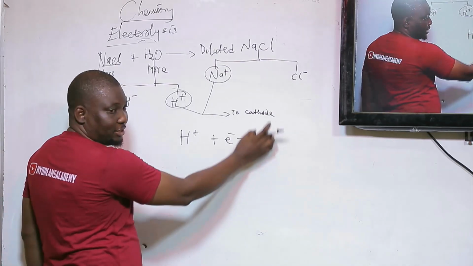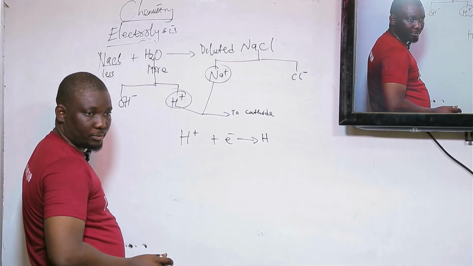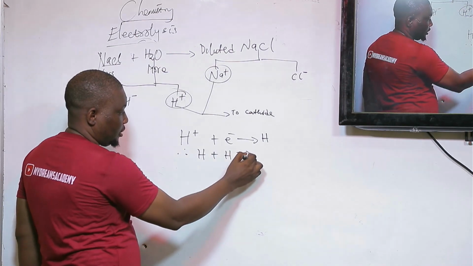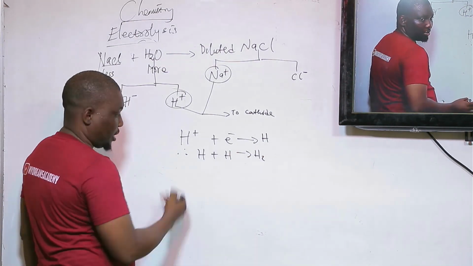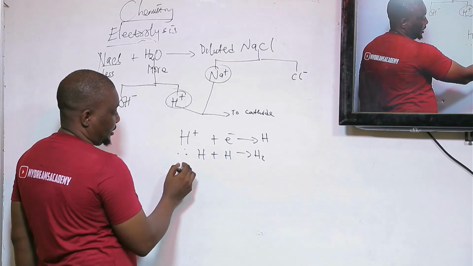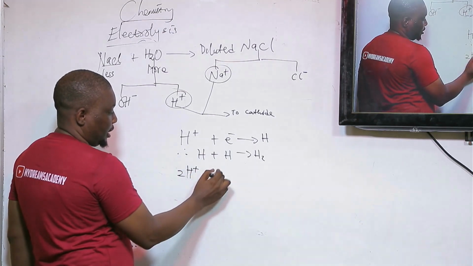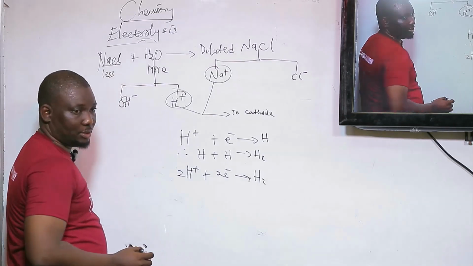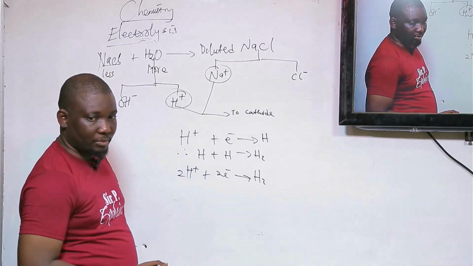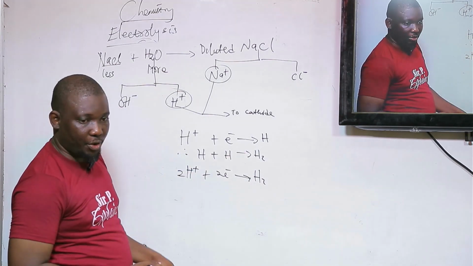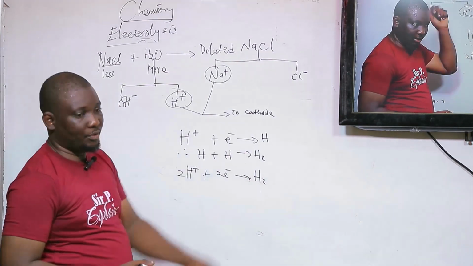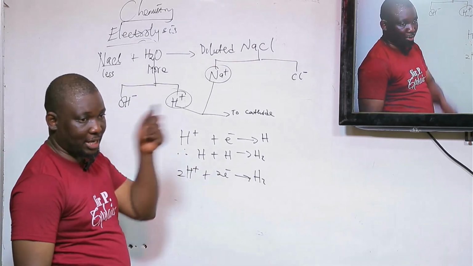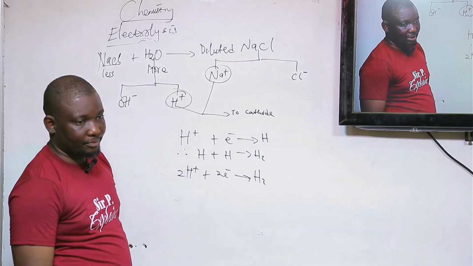Atomic hydrogen does not exist on its own, so it ought to be H2. You can conclude by saying 2H+ gains 2 electrons to form H2. If you go to the cathode of that reaction, there will be bubbles showing that hydrogen gas is evolved. So the product at the cathode is hydrogen gas.